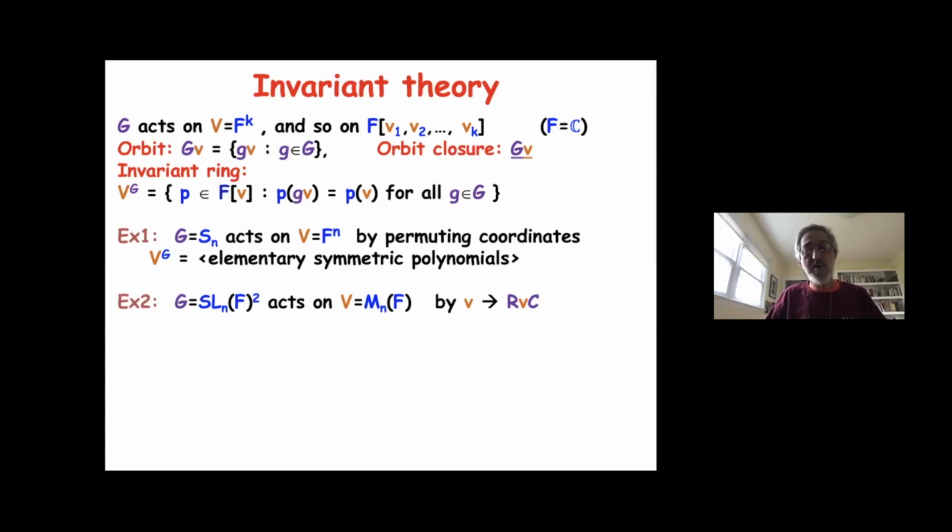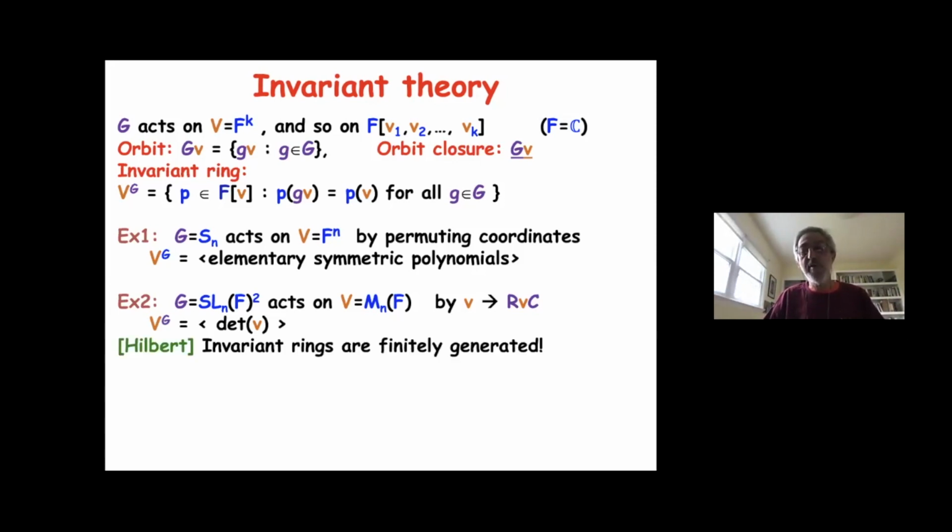Here's another example, closer to us. Suppose that you act on a vector space which is the set of all matrices over a field, and you act by changing bases on the left and on the right by determinant 1 matrices. So you just change the basis by multiplying by R on the left and C on the right. What are the invariants here? What happens if you change bases on the left and the right? What polynomial in the entries of the matrix remains invariant? That's also clear. It turns out that it's the determinant and just all its powers. There's nothing else that remains invariant. So that's another natural notion.